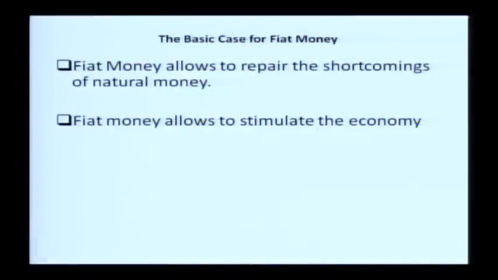So what does the basic case for fiat money rest on then? Well, first, as we have seen, it rests on the claim that fiat money allows us to repair the shortcomings of natural money. And the second claim is that fiat money allows us to stimulate the economy. The idea is that thanks to fiat money, more growth is possible than with natural monies. How is this miracle possible? And here we always confront the same mechanism.